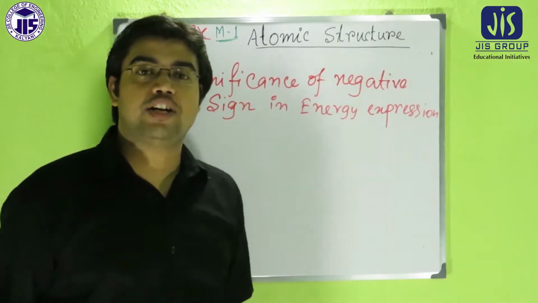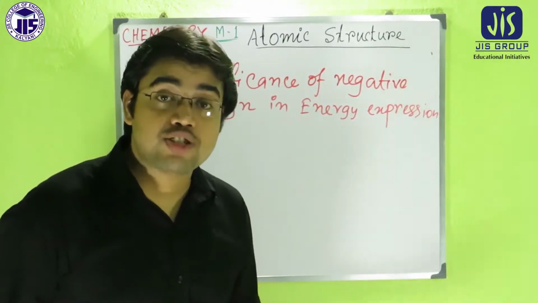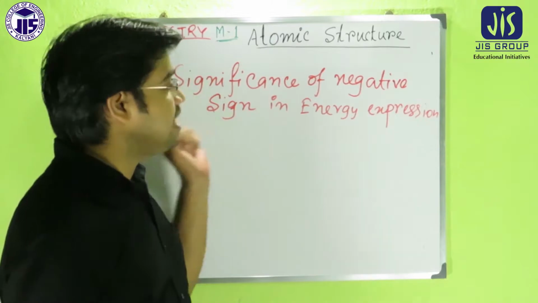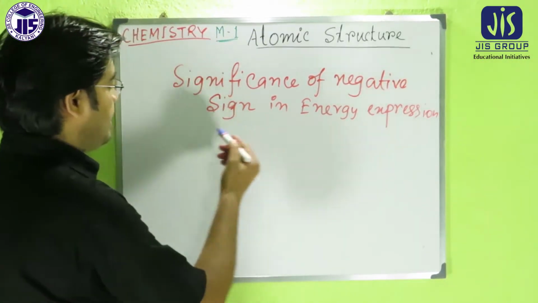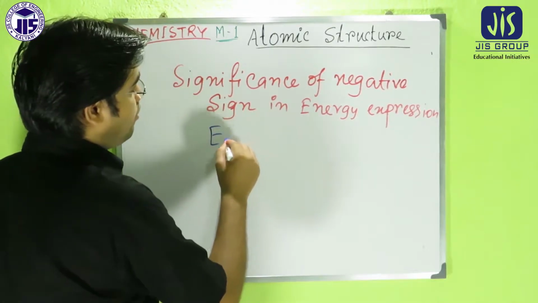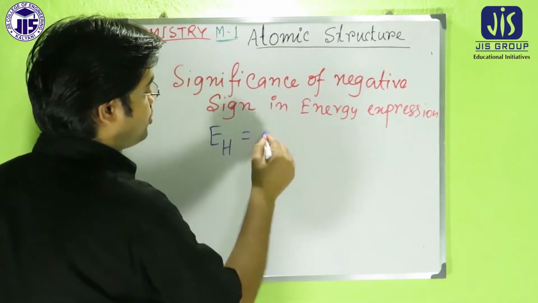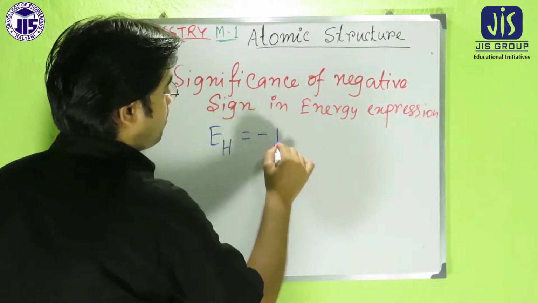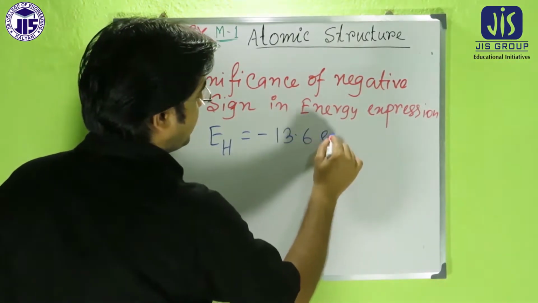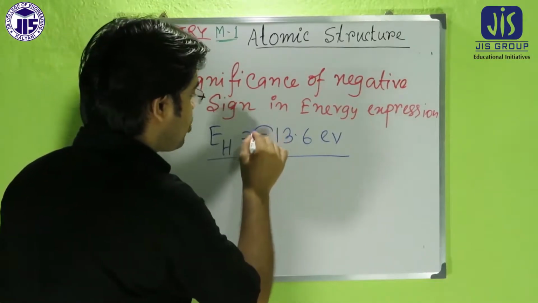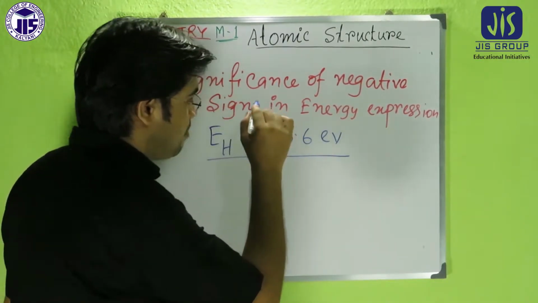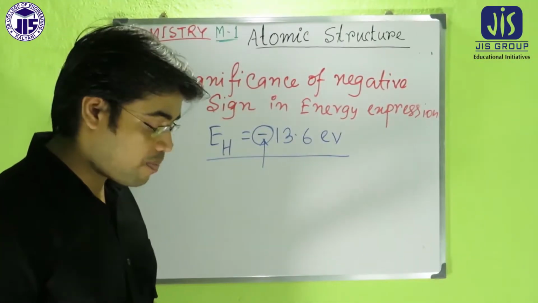Now from the next part, what is the significance of the negative sign in the energy expression. That is also a very important question. Like we discussed that for hydrogen atom, E is equal to minus 13.6 electron volt. So now what is the significance of the minus sign? That is very, very important.